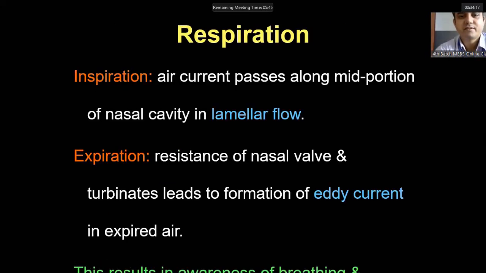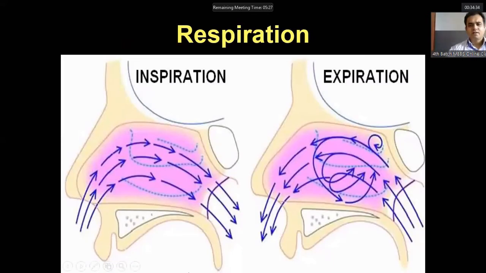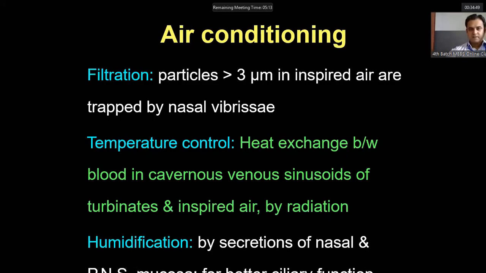Now respiration. Respiration has inspiration and expiration. The air current passes along the mid portion of the nasal cavity in lamellar flow. During expiration, resistance of the nasal valve and turbinates leads to formation of eddy current in the expired air. Look here. This is what happens during inspiration: there is a lamellar flow. But during expiration, because of the turbinates and all these things, the air is recirculated. That is how air conditioning occurs.